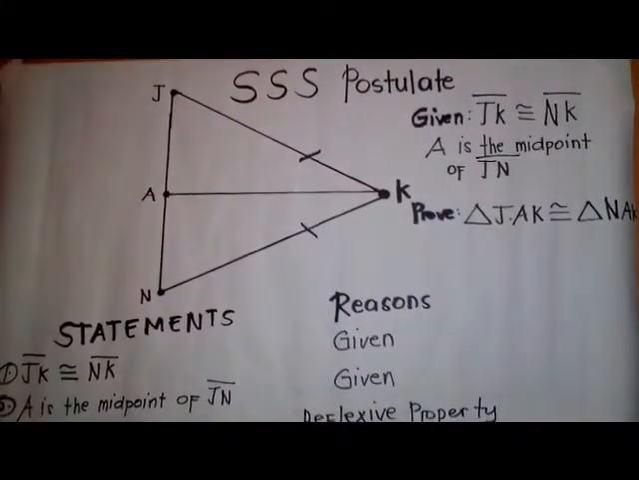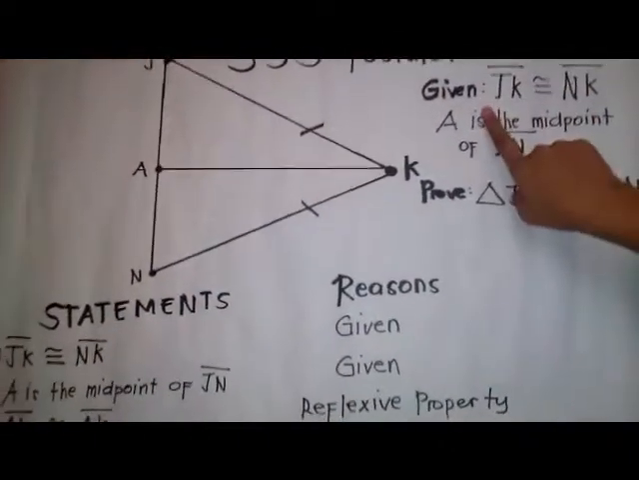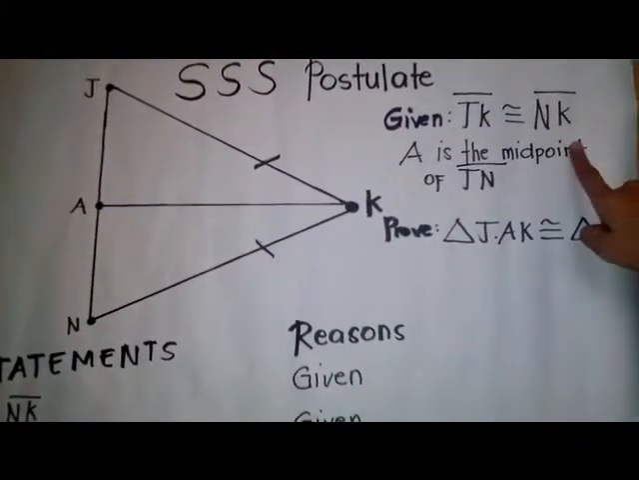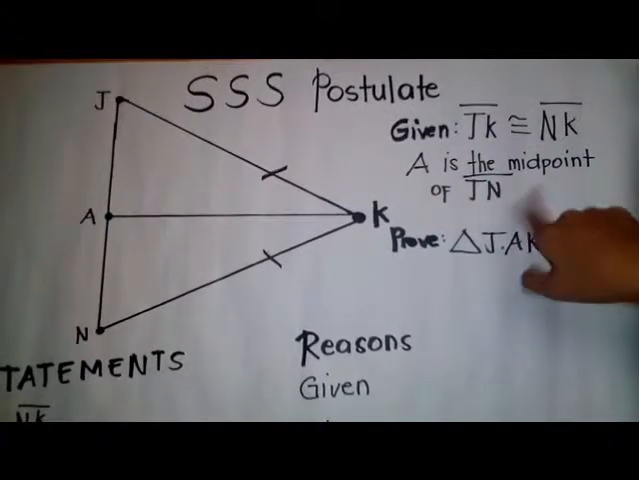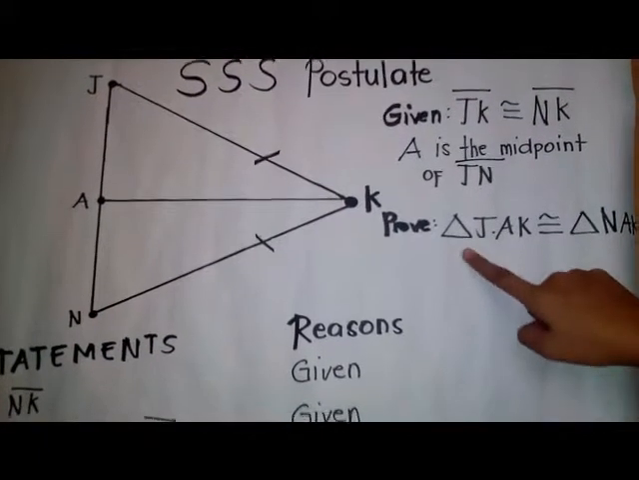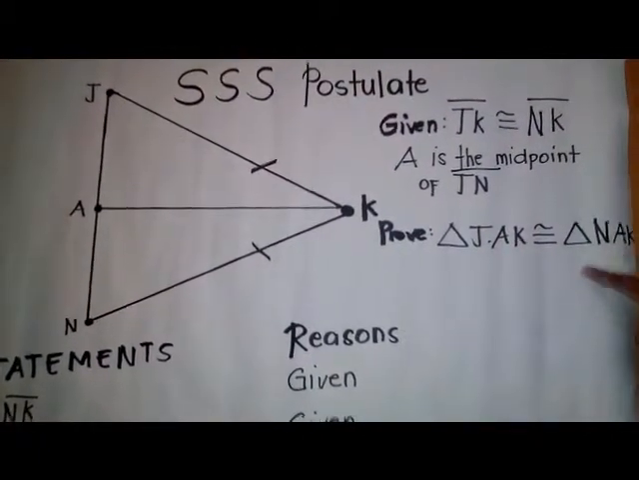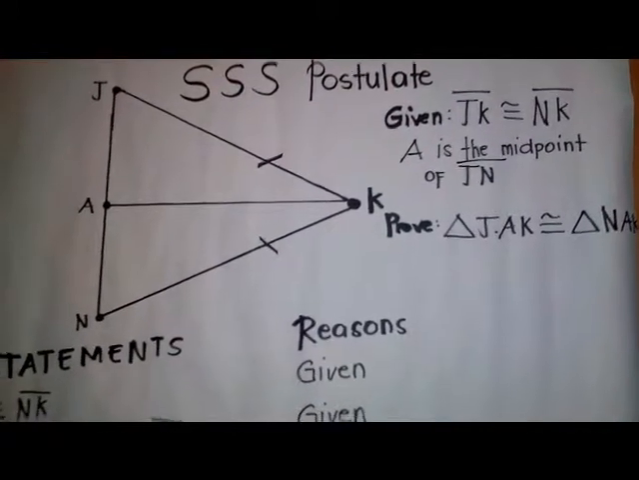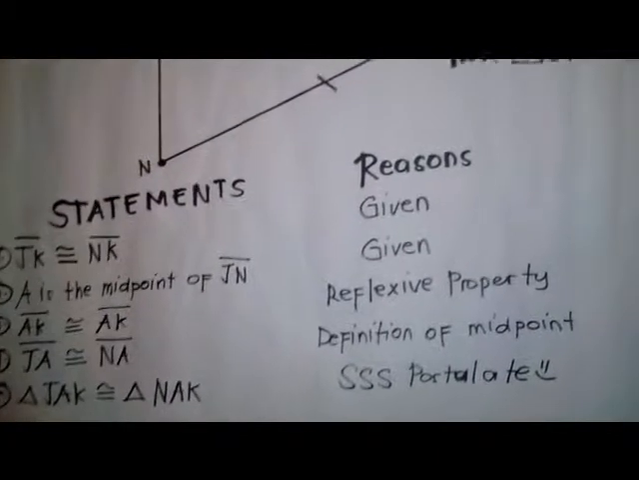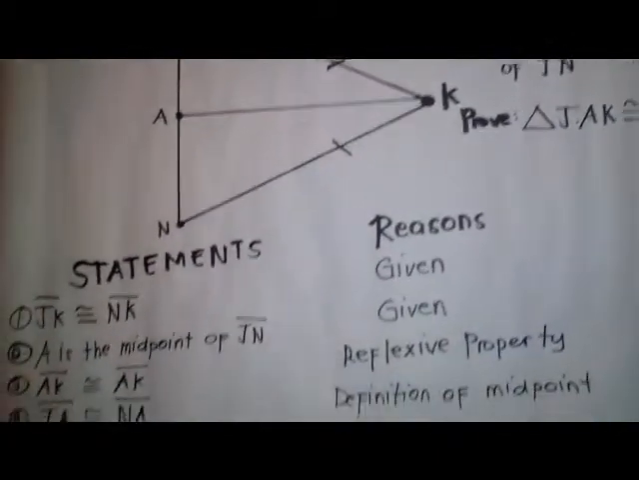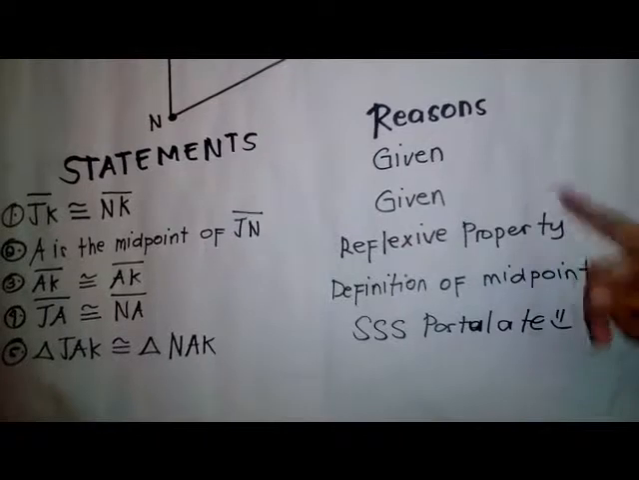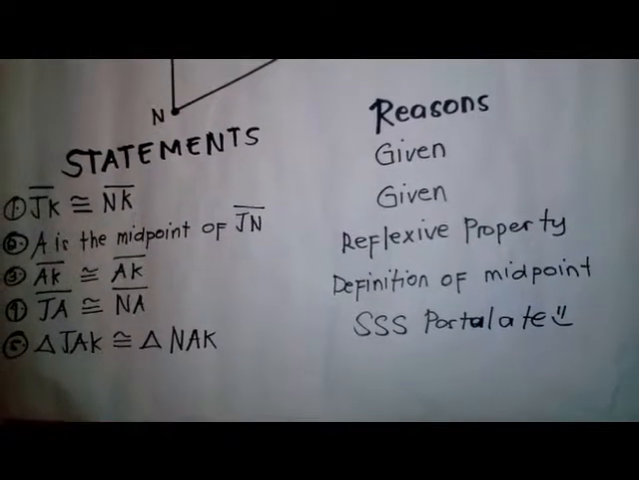The given: line JK is congruent to line NK, and A is the midpoint of JN. Prove that triangle JAK is congruent to triangle NAK. So the only information that we are given that requires no extensive work is that segment JK is congruent to segment NK. We are given the fact that A is the midpoint of JN, but we will have to analyze this information to derive facts that will be useful to us.